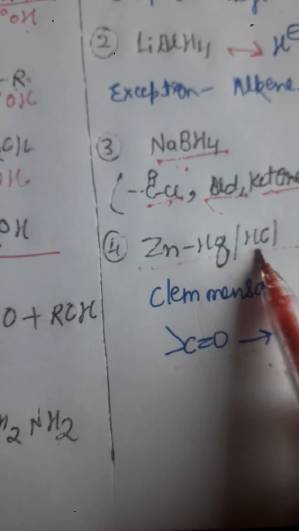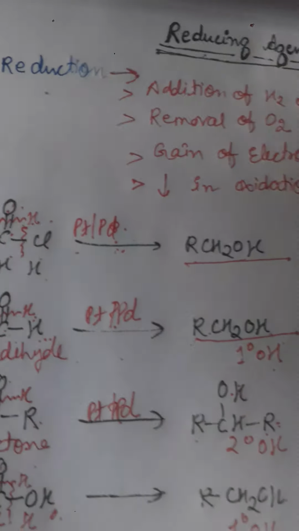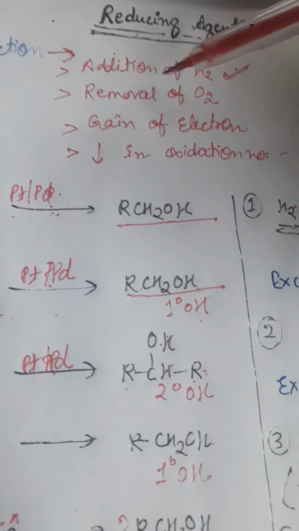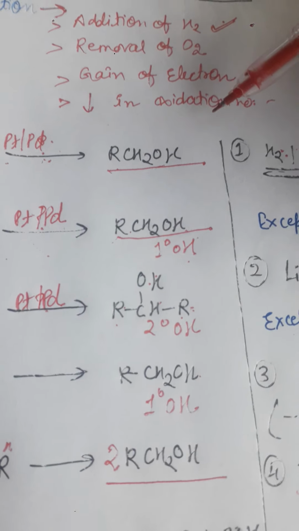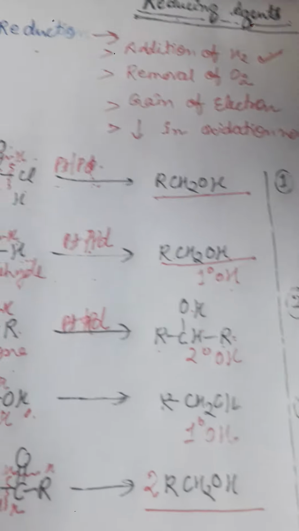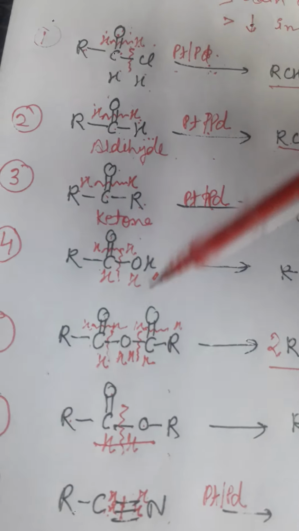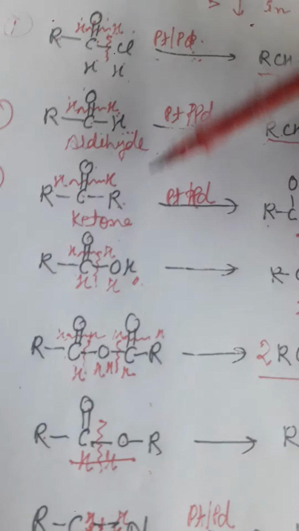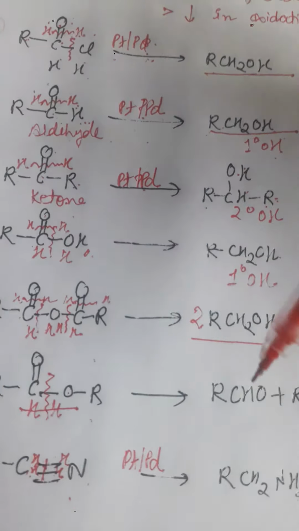So hopefully you understood which types of reducing agents there are. Firstly you should know what reduction is: addition of hydrogen, removal of oxygen, gain of electron, decrease in oxidation number. Where we will apply it mostly is addition of hydrogen. How we have to reduce different types of functional groups into their products, and which type of catalyst will be applicable here.